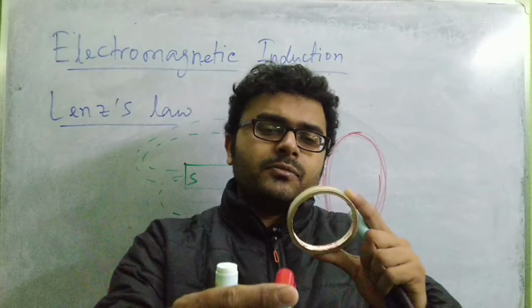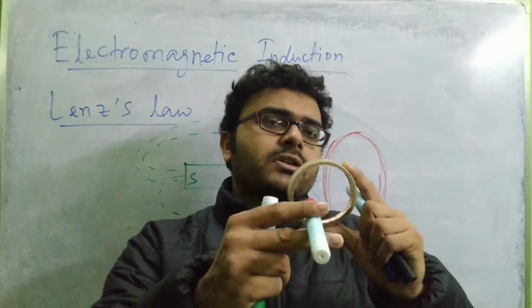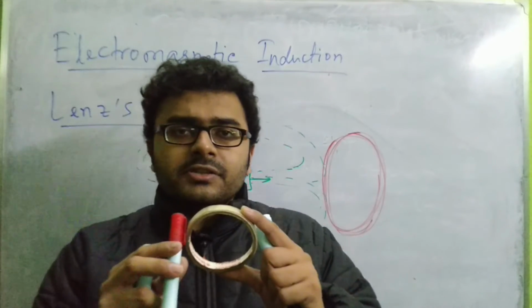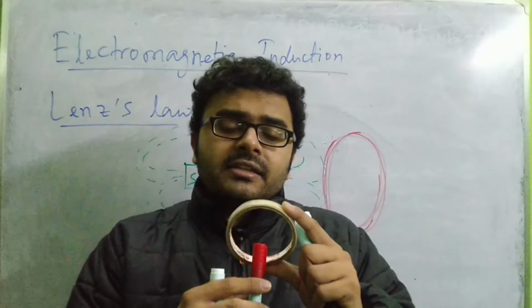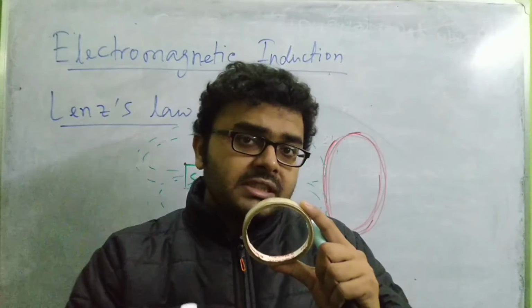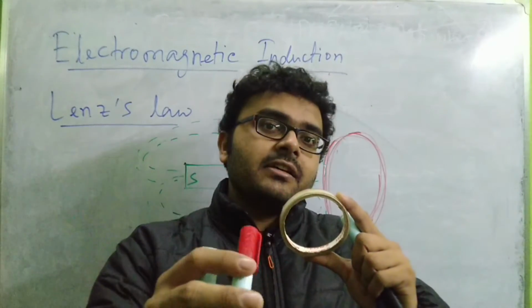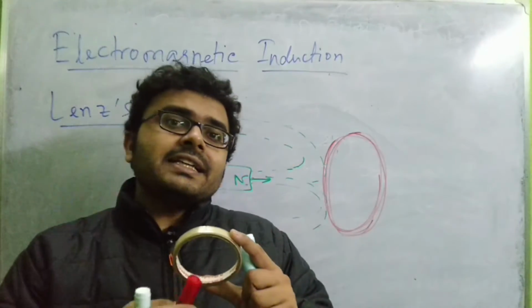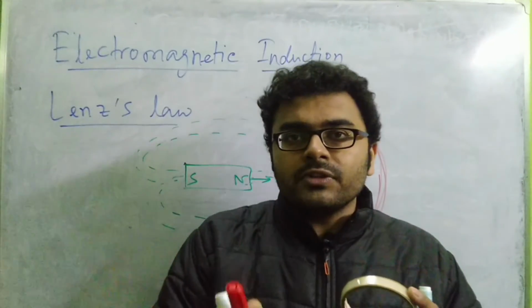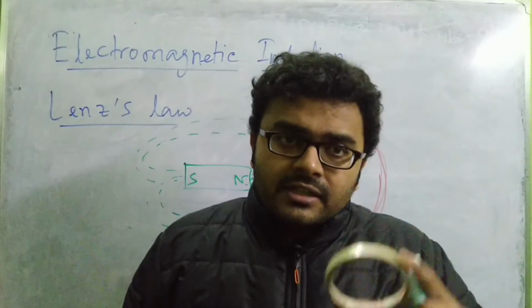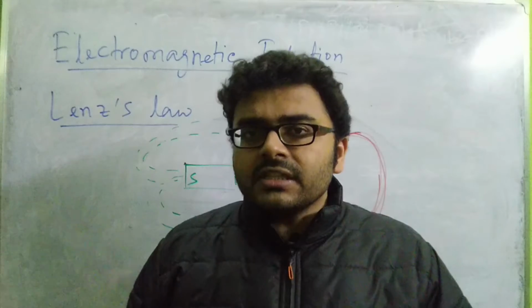If we move this magnet towards this conducting loop, the current will start flowing in this loop in such a direction that the magnetic field produced due to that current will oppose the original magnetic field of this magnet. It will oppose the very cause that is producing it. The current will flow in such a direction that it opposes the very cause that is producing it. This is Lenz's law.